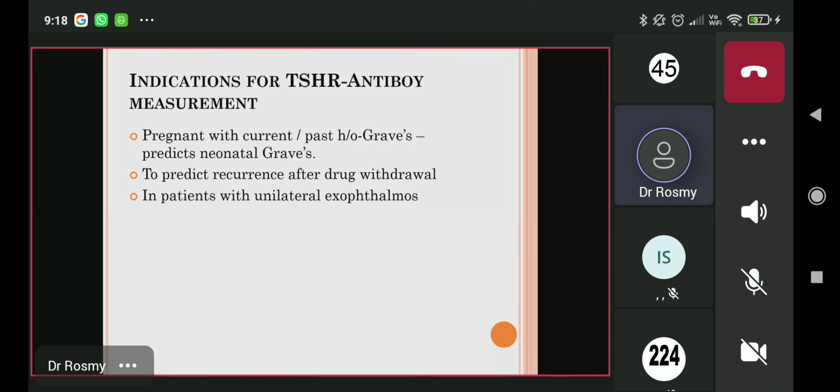Why? Because these antibodies will cross the placenta. So that is why you will do it, and if it crosses the placenta, it is going to affect the child also. So you have to identify whether the candidate might have a baby who's having a neonatal thyrotoxicosis or a neonatal Graves. So there you will go in for a TSH receptor antibody test.